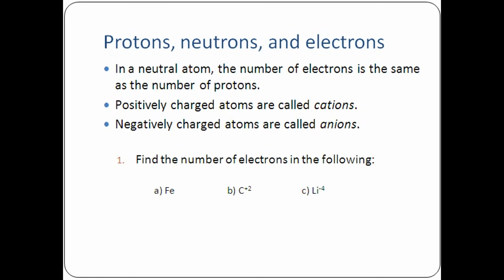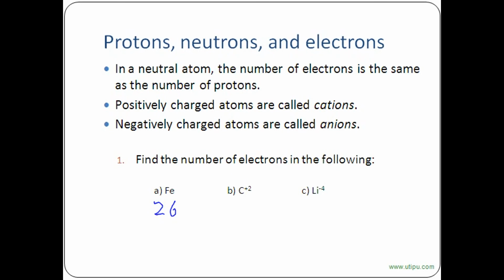So the first one is Fe. And so it's just iron right here, just by itself. There's no indication of any type of charge. So this guy right here is neutral. And since he is neutral, then that means there are the same number of electrons as protons. And the atomic number of iron is 26. That means there are 26 protons. That means there have to be 26 electrons. And so we've got the electrons for that.